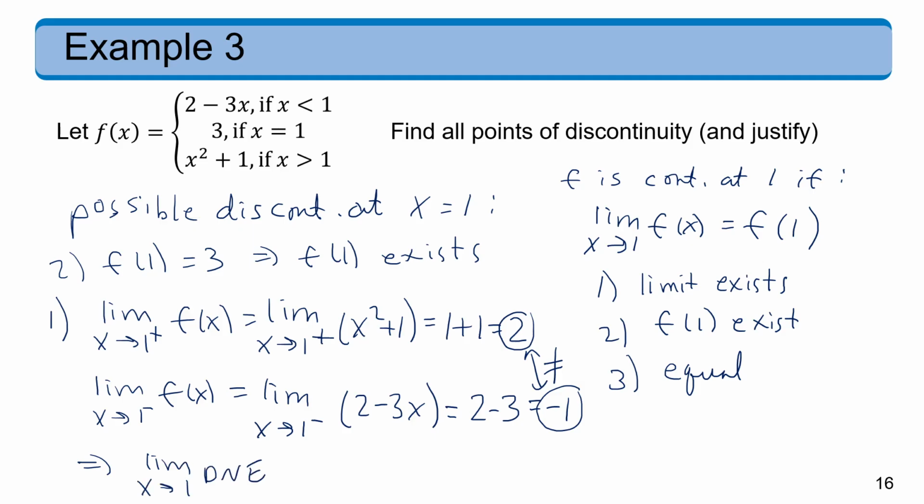And that means this definition fails, right, because one piece of it didn't exist. Since the definition of being continuous at 1 fails, that means f is discontinuous at x-coordinate 1. And there's no reason to suspect a discontinuity anywhere else, right? Because 1 was the only coordinate where we had to jump from one formula to another, and the individual pieces are all continuous.